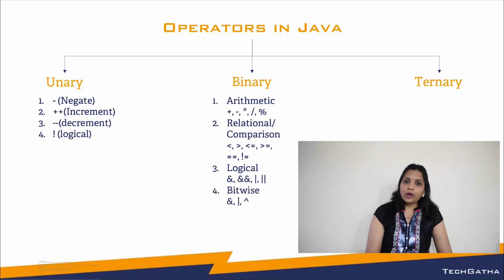Then we have bitwise operators to work on binary data. So if we do have images, we want to have image processing logic, that's binary, and hence we require the bitwise operators. The ternary operators are just question mark and colon.